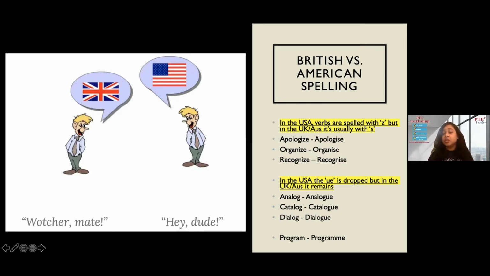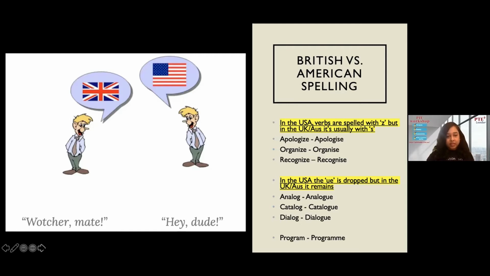One exception is the word program, which is not following any other rule. It's a different one, so that's why I just included this one. In America, they write the word program as P-R-O-G-R-A-M, but in Australia or in the United Kingdom, we write it as P-R-O-G-R-A-M-M-E. So that's another exception.